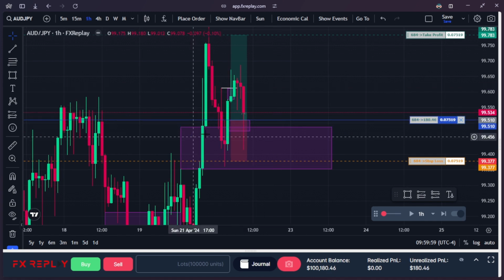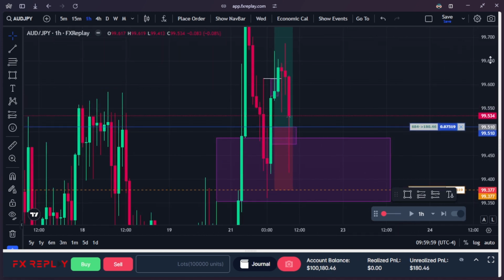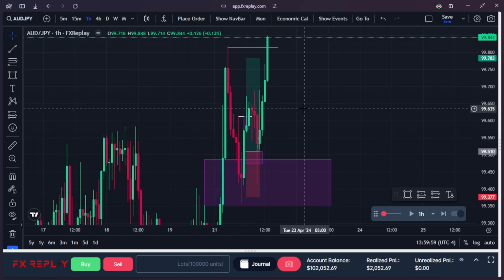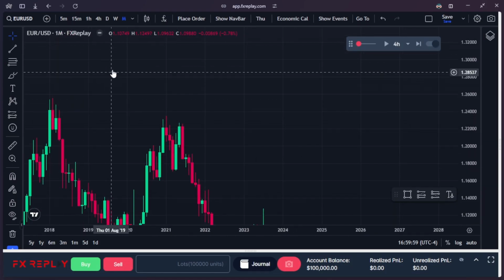Price went down and triggered us into the trade. Shortly after that, price went straight to our take profit level with energetic displacement, giving us a beautiful 2-hour trade. Let's move ahead to our swing trade example.